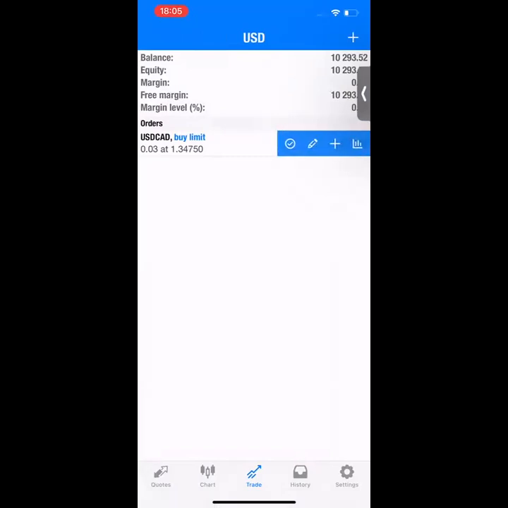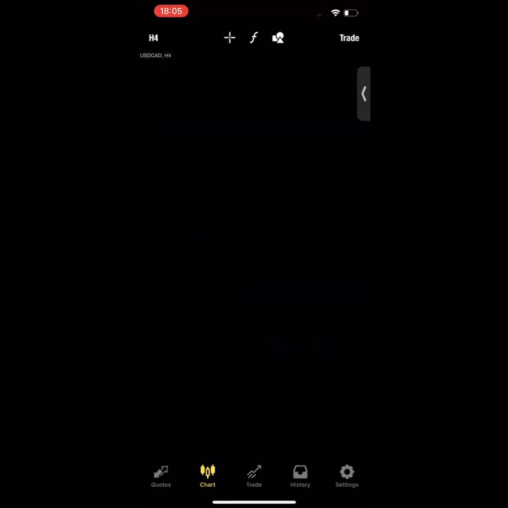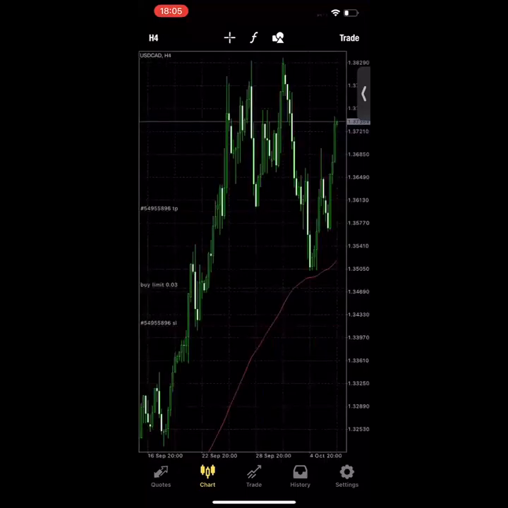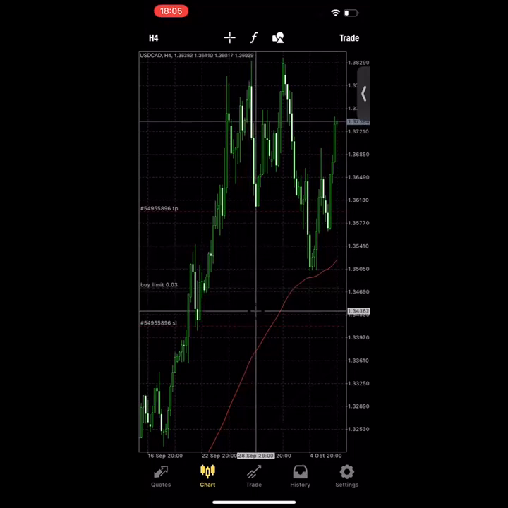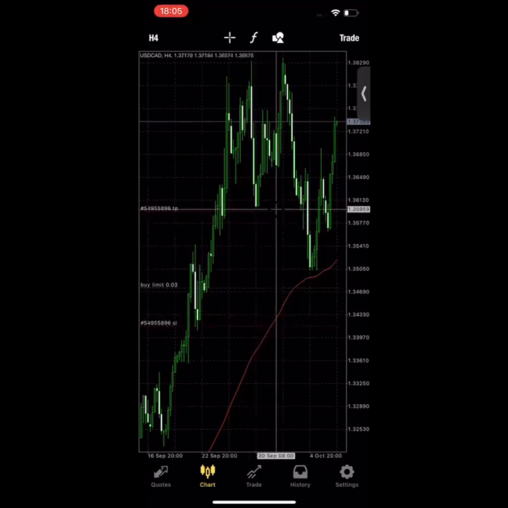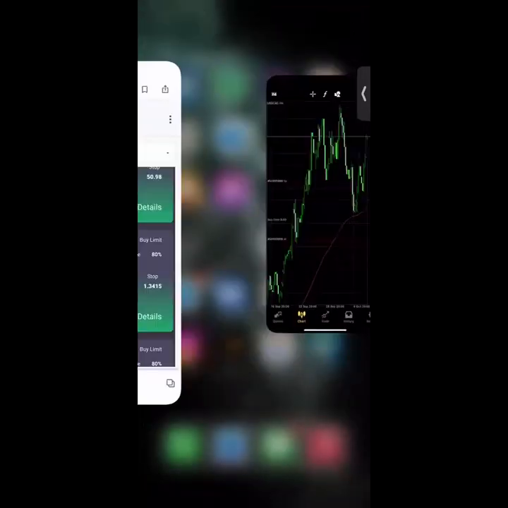Let's see how it looks on the chart. So you can see this on the chart. Let's go over to 4 hours. So yes, here you can see this is the entry price we have here. This is our stop loss. And of course, this is our take profit level. Okay, so we are going back. I hope this makes so much sense to you.